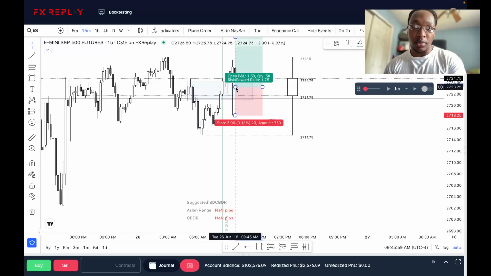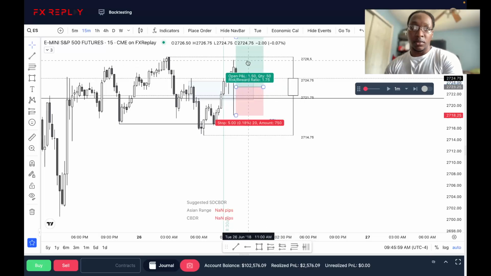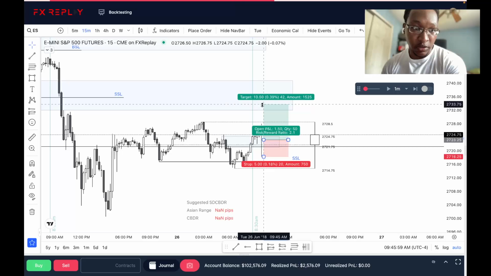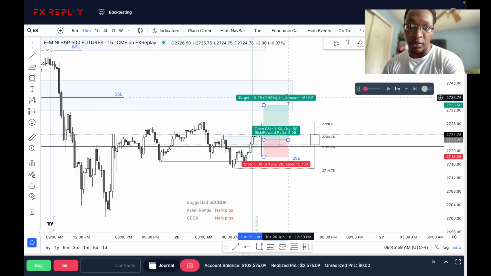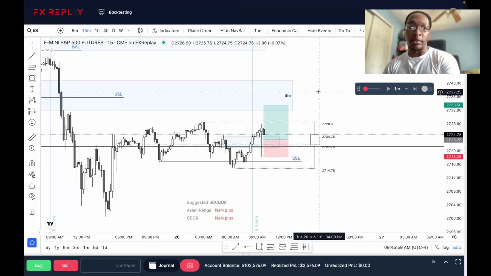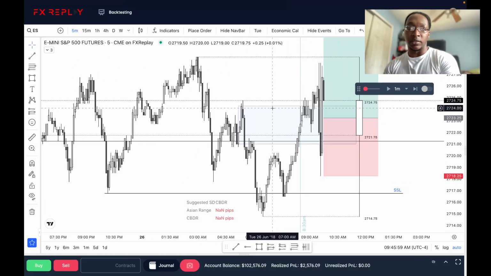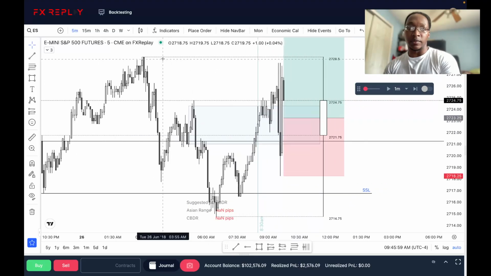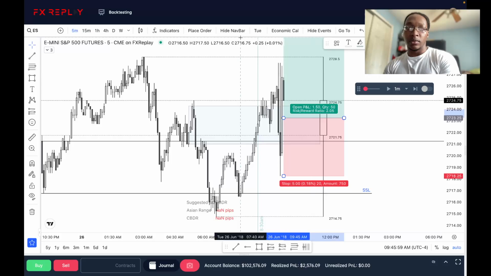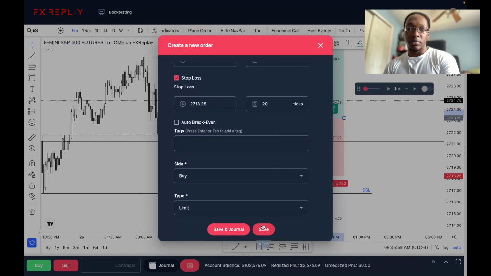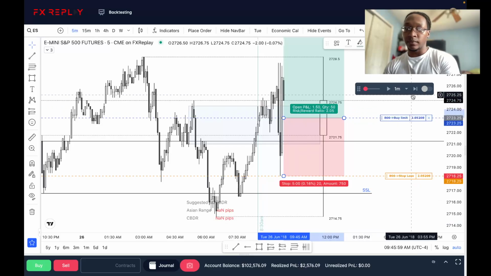Yeah, I like this a lot. I'll play around with the level, and I'll just play around with the TP and get it into this 15-minute fair value gap. There we go. 1 to 2. I like this. This makes sense, so I'm going to take it, especially with the relative equal highs here. So I'm going to place an order, 50%, save.